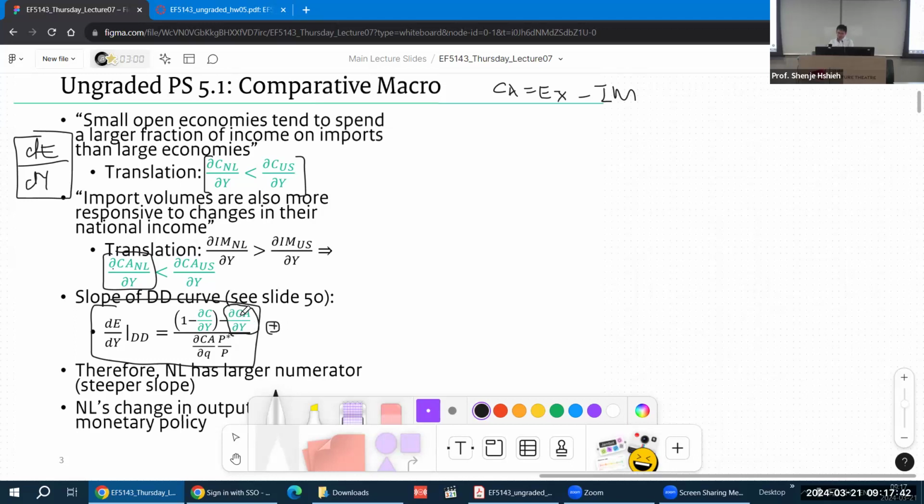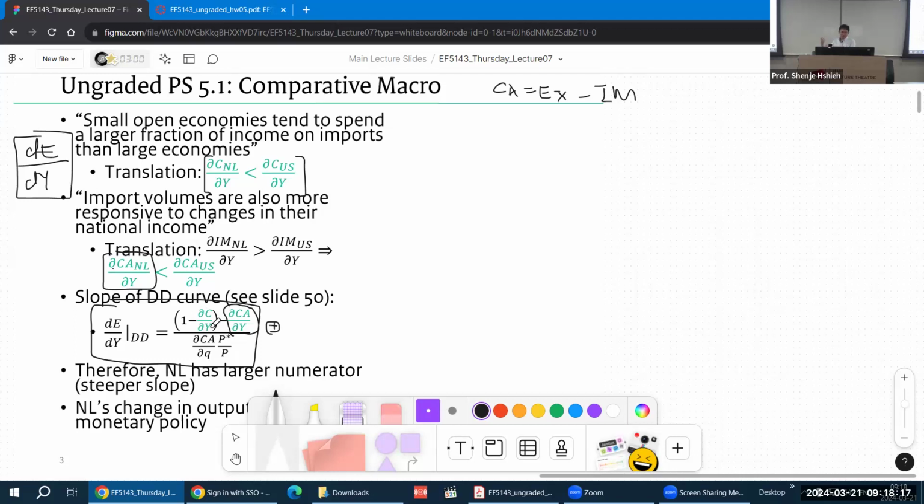So this term, partial CA with respect to partial Y, is going to be negative because of more imports. And then there's a negative sign, so it's going to be more positive for the Netherlands. And we have this term, partial C with respect to Y, which is also smaller for the Netherlands. Okay, but it's going to be positive, right? Because we expect people to consume more when they're wealthier, but it's a small positive term.